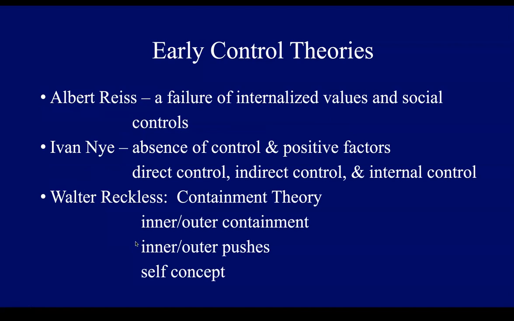In 1951, talking about some of the early control theorists, Albert Reiss theorized that the cause of delinquency is a failure of personal and social controls. The personal controls are internalized values of social norms. So when these controls fail, the deviant behavior can then occur. A few years later, Ivan Nye, in 1958, published his multi-causal theory, and he said that in some cases people commit crimes because there's an absence of control, and in other cases there are positive factors such as personality traits and delinquency that are causal.